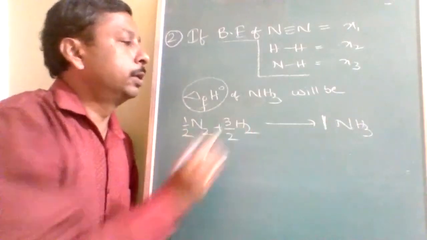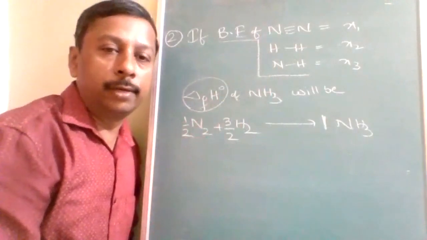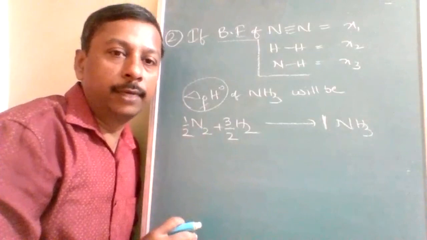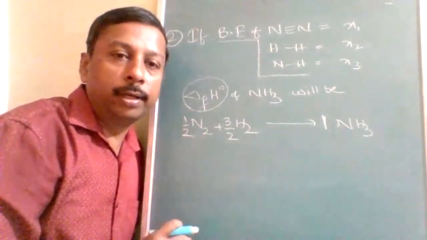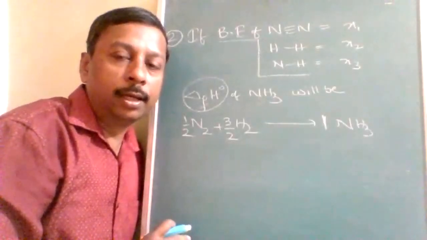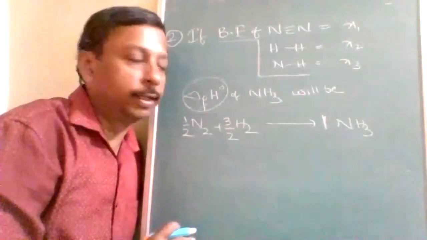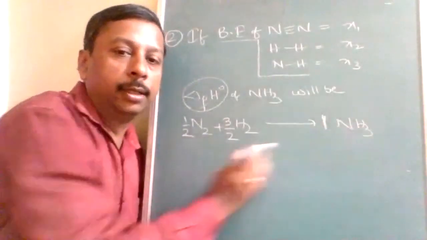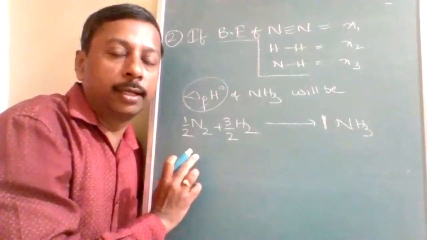Understood? Now let us substitute in terms of the bond enthalpies. This is the place where you will use reactant minus product. Otherwise, normally you will use product minus reactant. But here we use reactant minus product because the options are ambiguous and you might go for the wrong option. To avoid that, I am telling you to be careful. First mention one and only one product. You can keep these fractions.